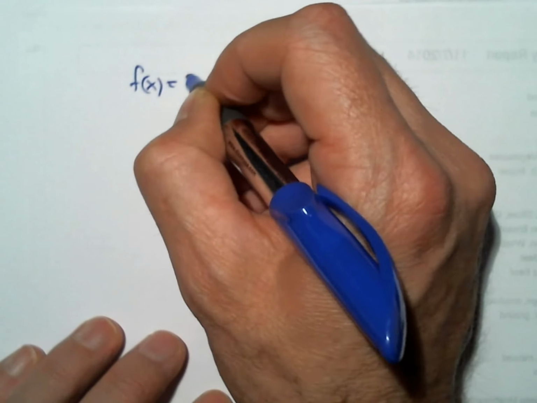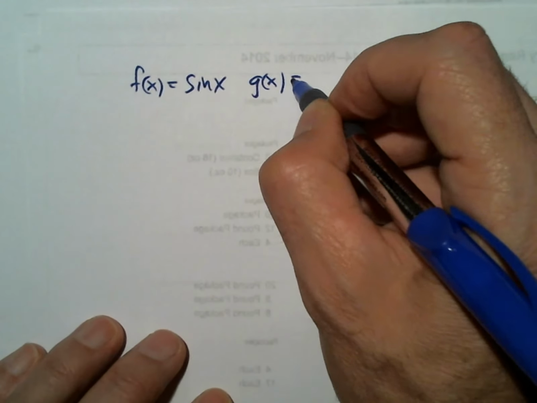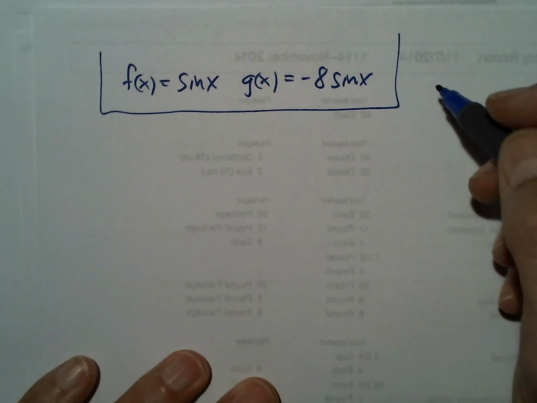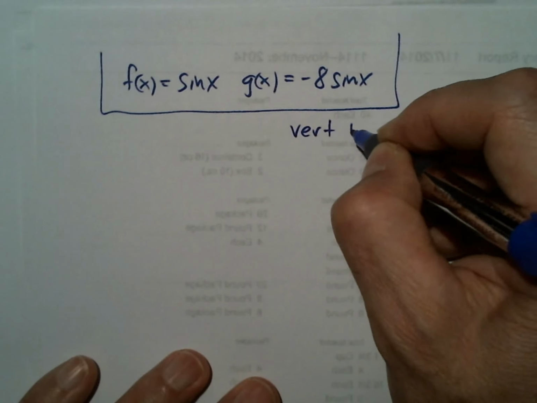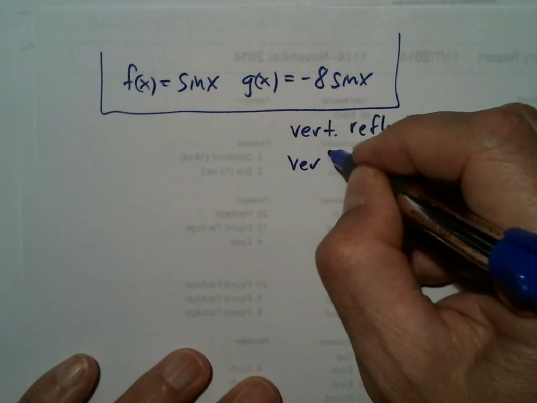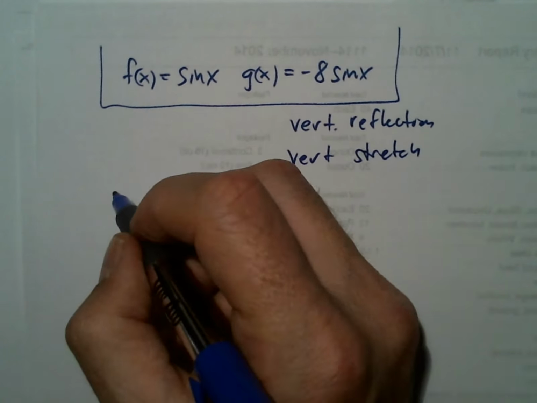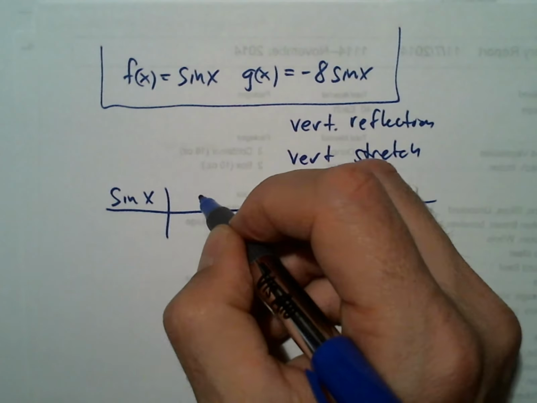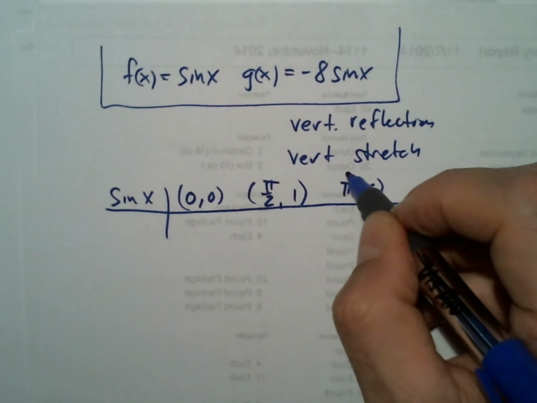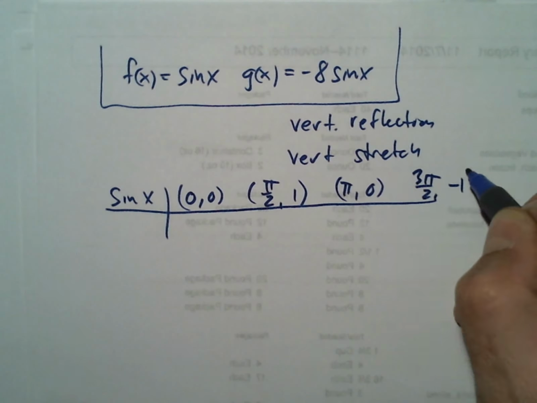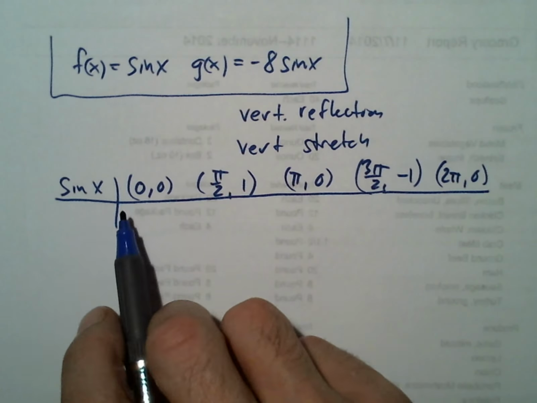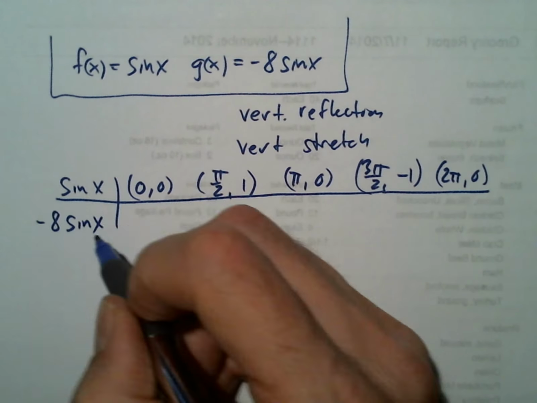Alright, same question. f of x is sine, g of x is negative 8 sine. Pause and try that one. So we know it's going to be a vertical reflection, and we're going to multiply the y values by 8, so that will be a vertical stretch. Let's look at the parent function, 0, 0, pi over 2, so we have to have those memorized, and then we will multiply y values by negative 8.